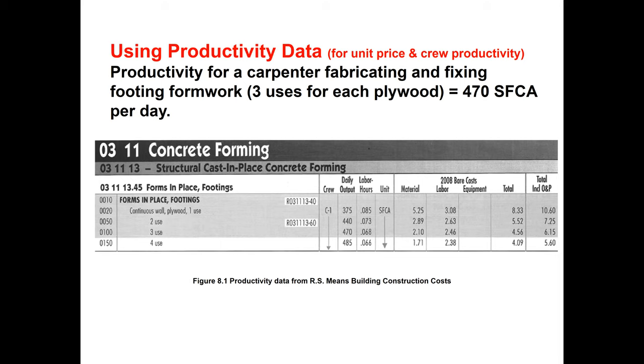So if we take an example here, a productivity for a carpenter fabricating and fixing footing formwork, three uses for each plywood. For one carpenter, daily output will be 470 square foot contact area per day. So it means one carpenter can fix this much formwork, they can place or fix the formwork for the footing.